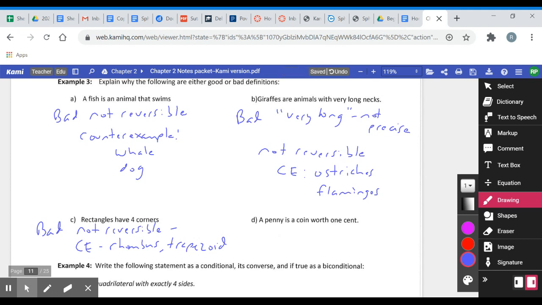Okay. Now on D, it says a penny is a coin worth 1 cent. If I read the reverse of that, a coin worth 1 cent is a penny. That is a good definition. It is reversible. All the terms are clearly defined and precise. There's not anything else I can think of that's a coin that's worth 1 cent that's something other than a penny. Okay. Yes, there are other coins from other countries that might have a 1 on them, but they wouldn't be considered a cent. They would have a different name to it.